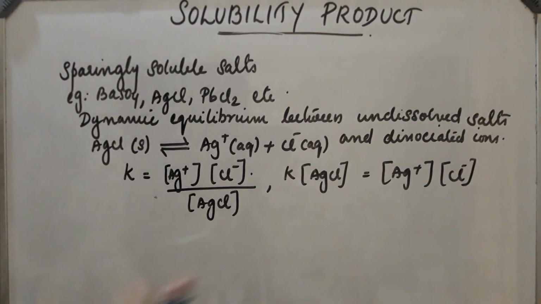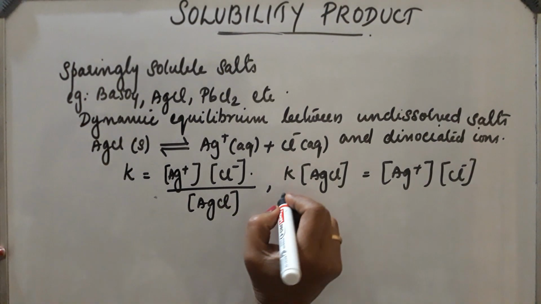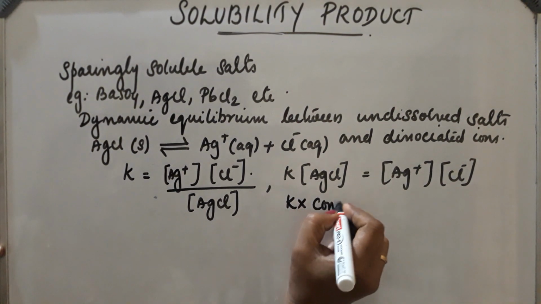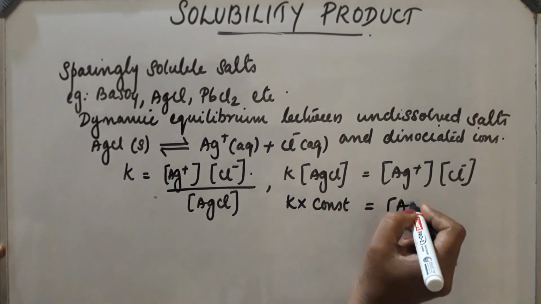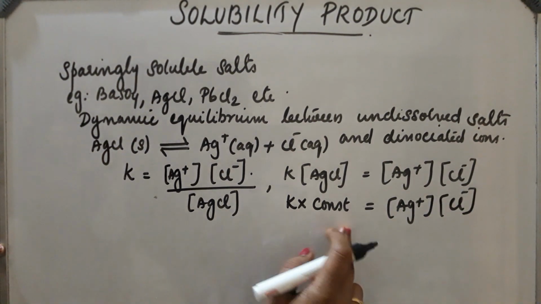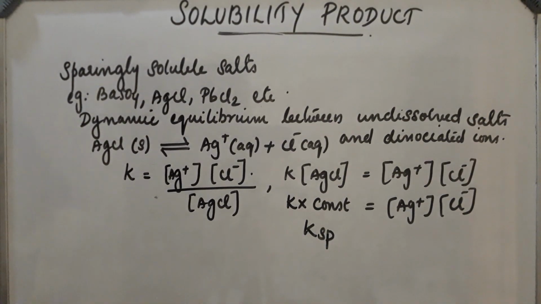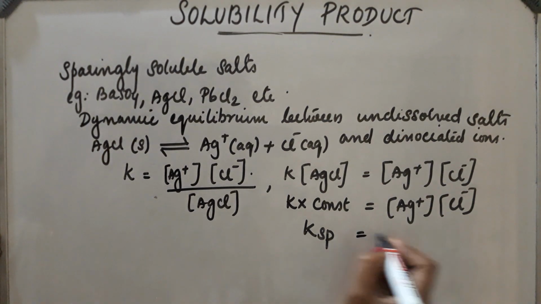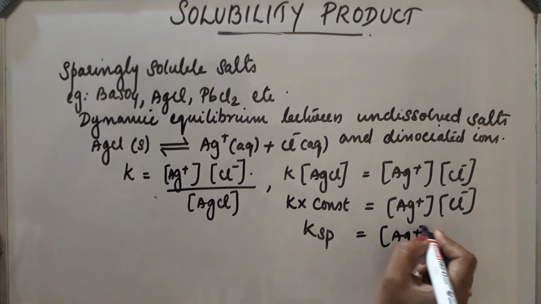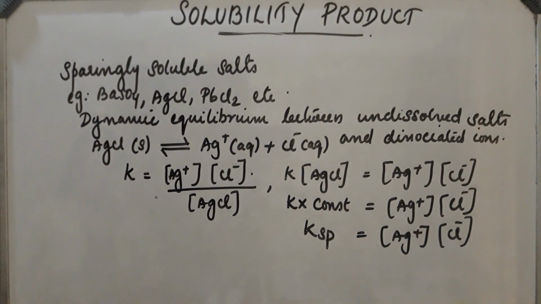Here, in this case, AgCl is undissolved salt. So, the concentration of this undissolved salt is a constant. So, K times a constant will be equal to concentration of Ag+ and Cl-. This constant is known as KSP or solubility product of the salt. So, solubility product of the salt will be the product of the concentration of the ions present in the solution.